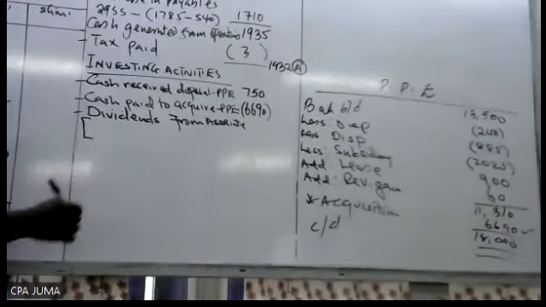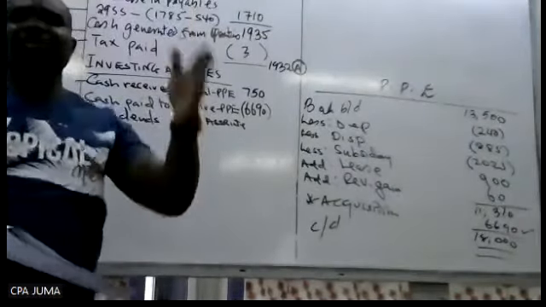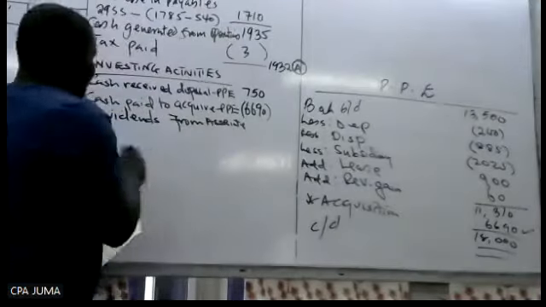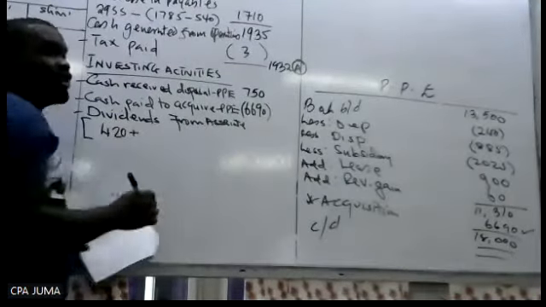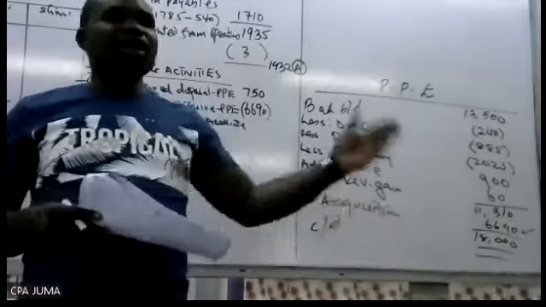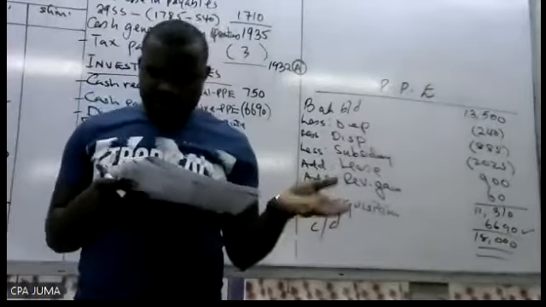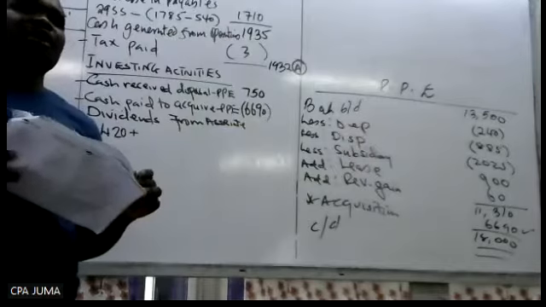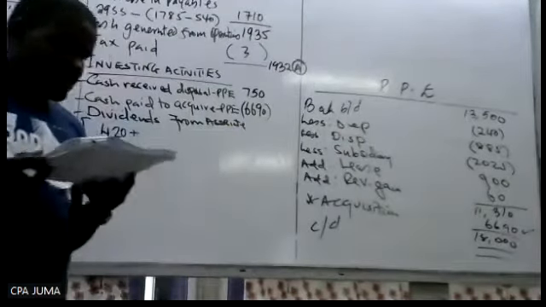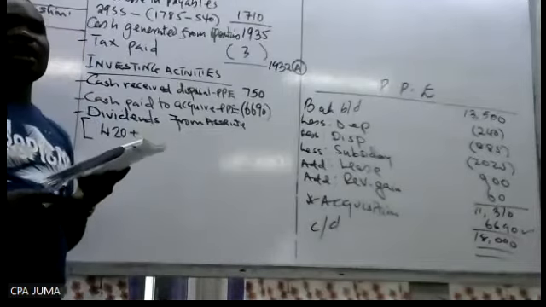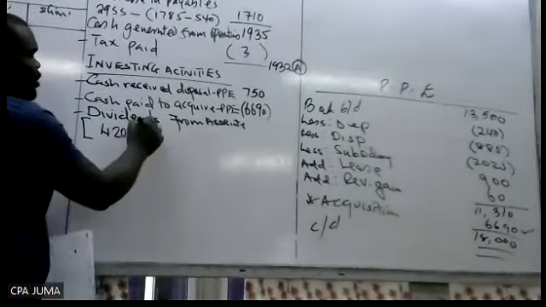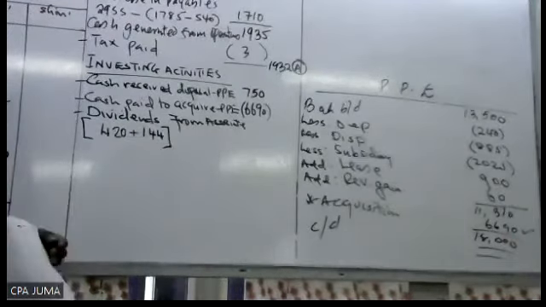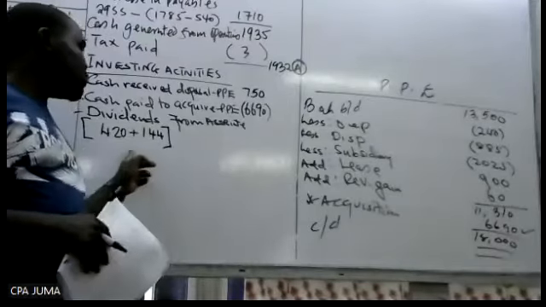How much was our investment when we started the year? Check the balance at the beginning. 420. The investment should not remain constant during the year. So it was 420 when we started, but during the year, check P&L. How much profit did we get from the associate company? Share of profit after tax in associate. We got 144. It means our investment should be 420 plus 144.